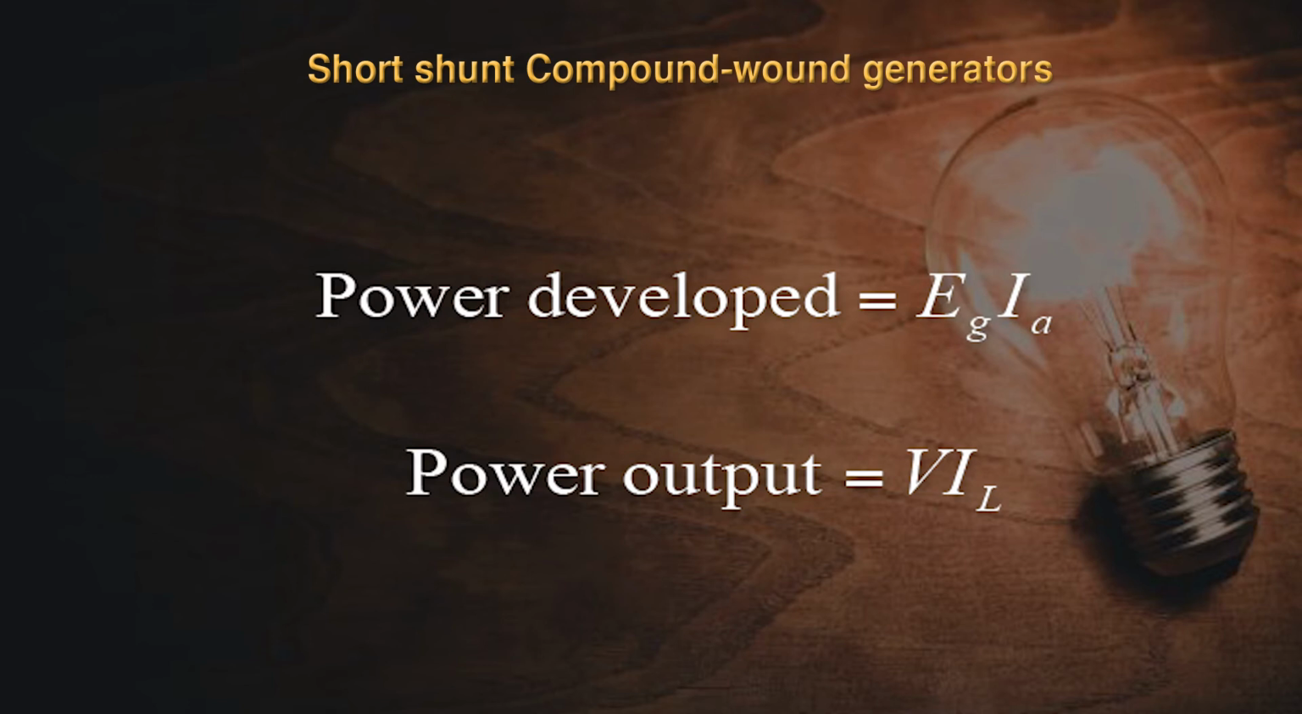So what is the power developed in the case of the short shunt compound generator? The power developed is equal to Eg into IA, and the power output across the load can be written as V into IL, where V is the terminal voltage and IL is the load current.